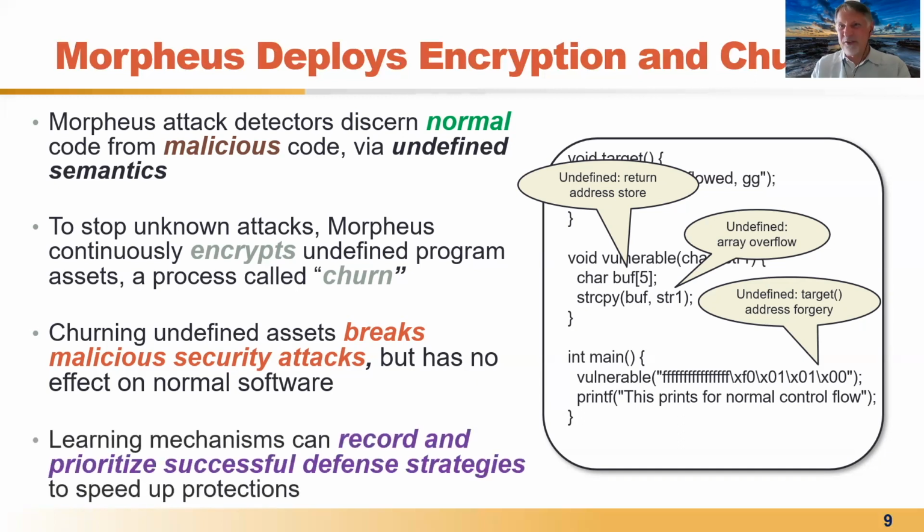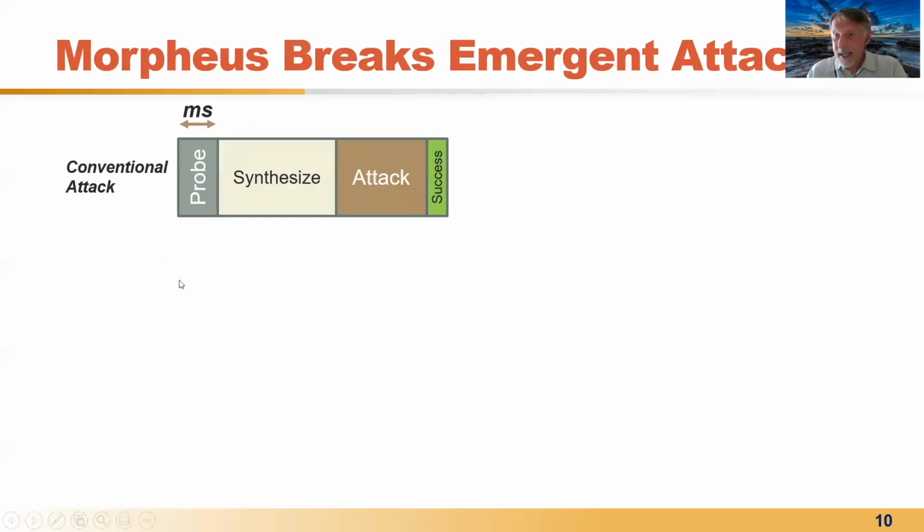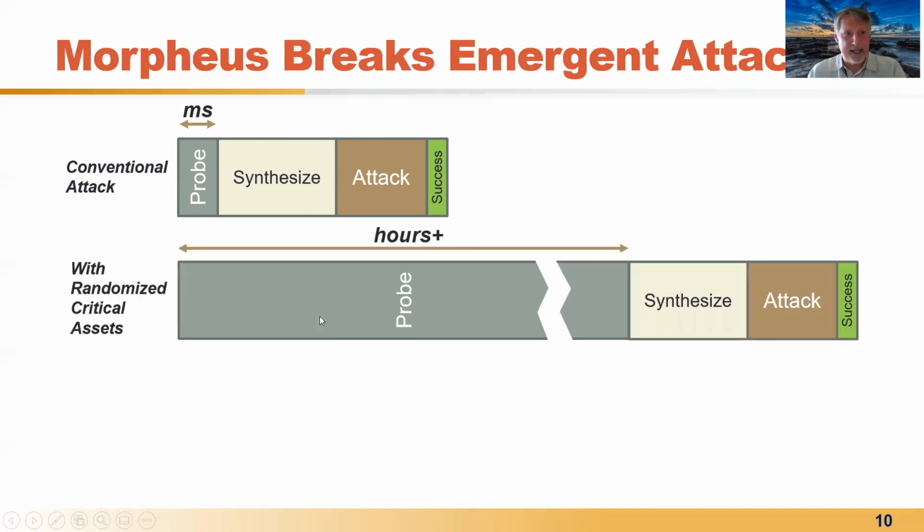And we can even learn those different aspects of how an attack occurs, and we can reorder how we engage these defenses to be even more efficient at stopping attacks. So let's see how Morpheus can stop an emergent attack, an attack it's never seen before, ever, invented after the system was deployed. In a typical attack scenario, you might probe for a little bit of information, a couple milliseconds worth, synthesize an attack, the system, success.